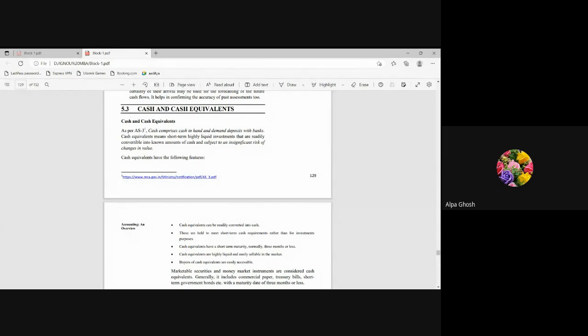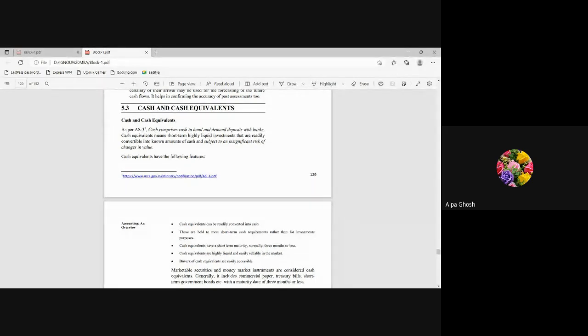So when we talk about cash and cash equivalent, you can see here. When we talk about cash equivalent, it is any cash which comprises cash in hand and demand deposit with banks. Cash equivalent means any short term, highly liquid investments which can readily be convertible into cash amount at the time of requirement.